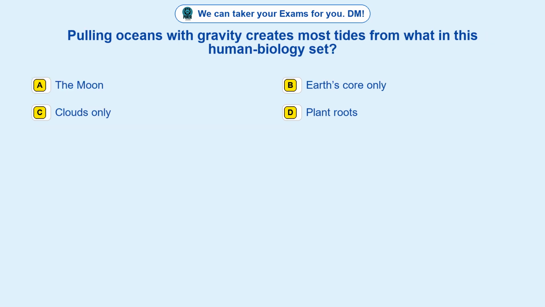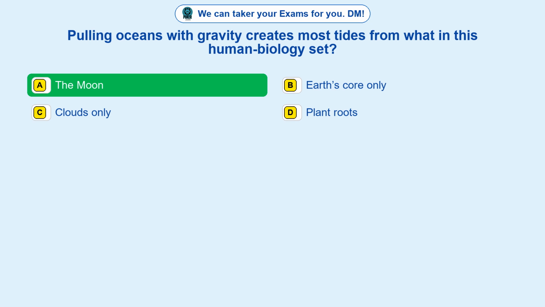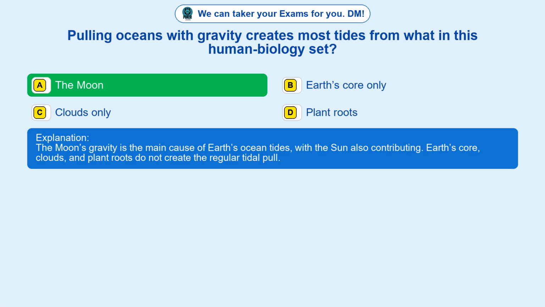Question 91. Pulling oceans with gravity creates most tides from what in this human biology set? Option A, the moon. Option B, Earth's core only. Option C, clouds only. Option D, plant roots. The correct answer is option A. The moon. The moon's gravity is the main cause of Earth's ocean tides, with the sun also contributing. Earth's core, clouds, and plant roots do not create the regular tidal pull.